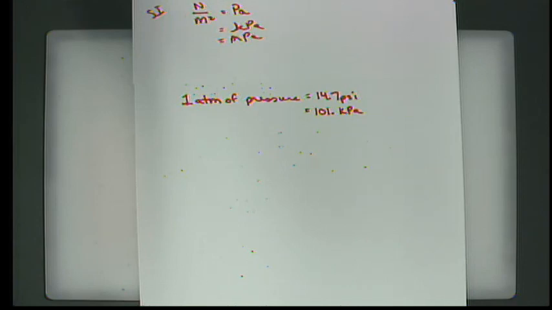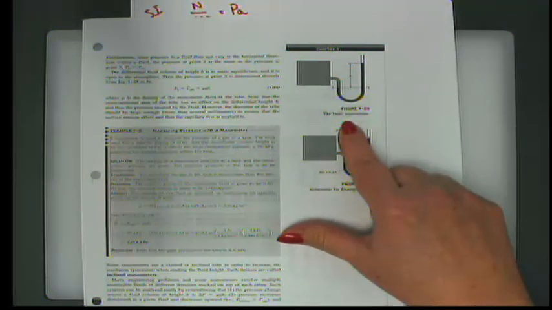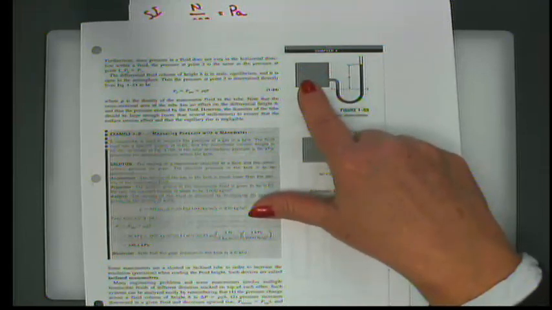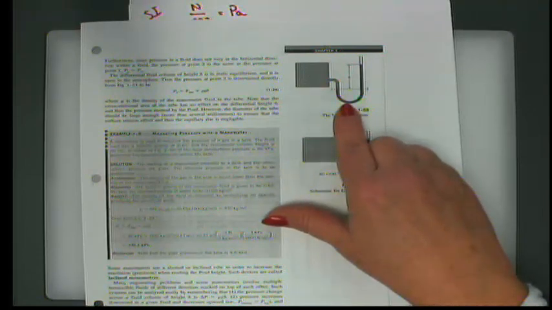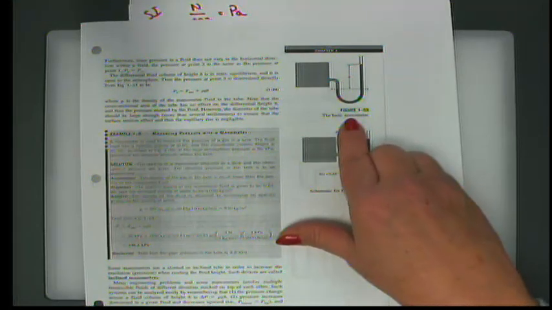All right, so let's take a look at a problem like this, Figure 1-55 in your text. If you wish to measure the gas in a container, in any sort of a thing that is contained, you want to measure the pressure of that gas. The instrument they're using here is called a manometer. Once again, manometry refers to the measurement of pressure, so a manometer is used to measure the pressure of a gas.